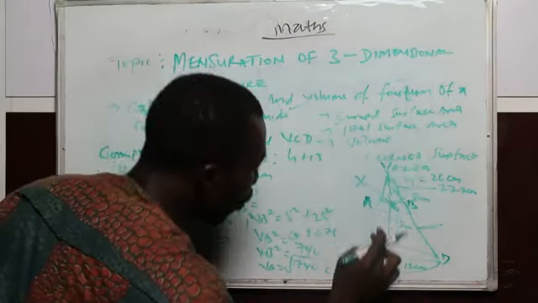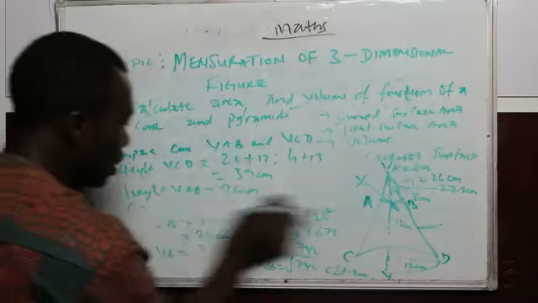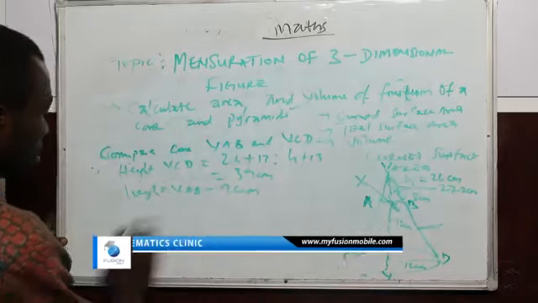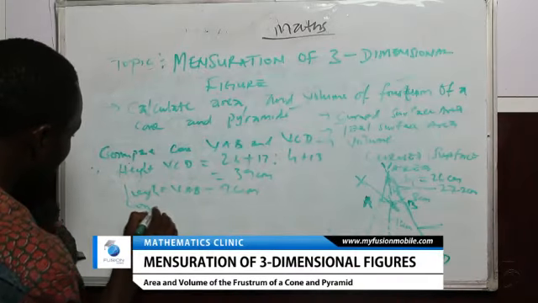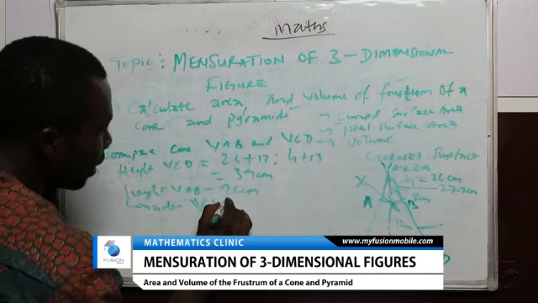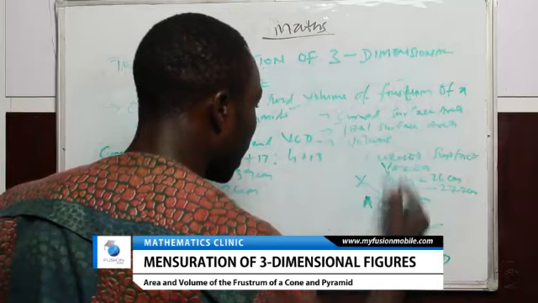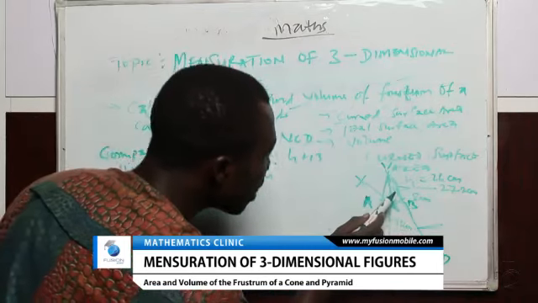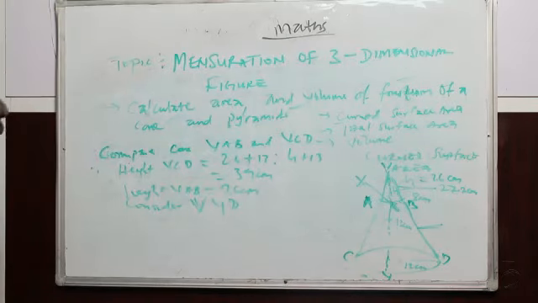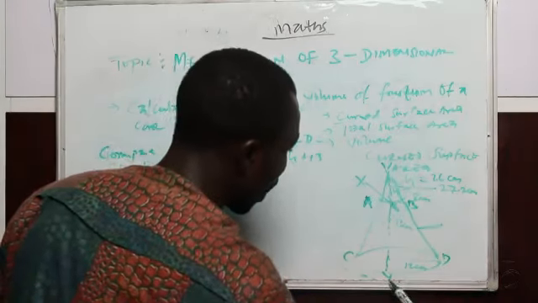Consider triangle PYD. Now, we know that our PY is this h, which is 26 centimeter, plus 13 centimeter. That's the height.